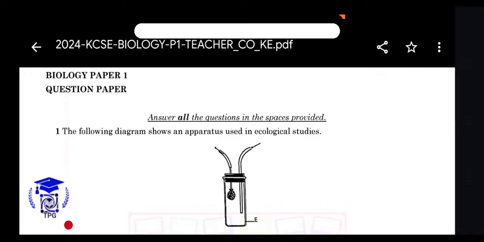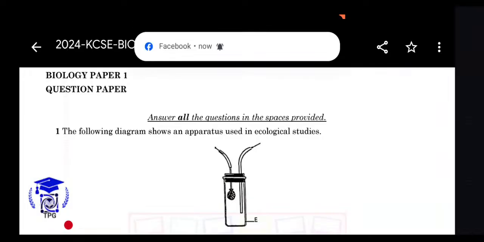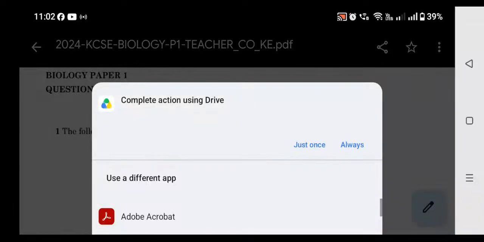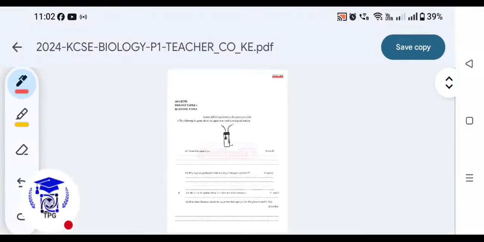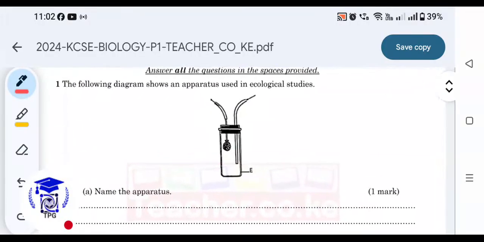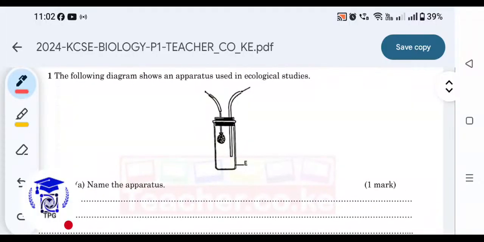The first question: the following diagram shows an apparatus used in ecological studies. We are going to open this one using Drive so that we can edit live. Name the apparatus. So what is that apparatus? You can type it on the comment section.